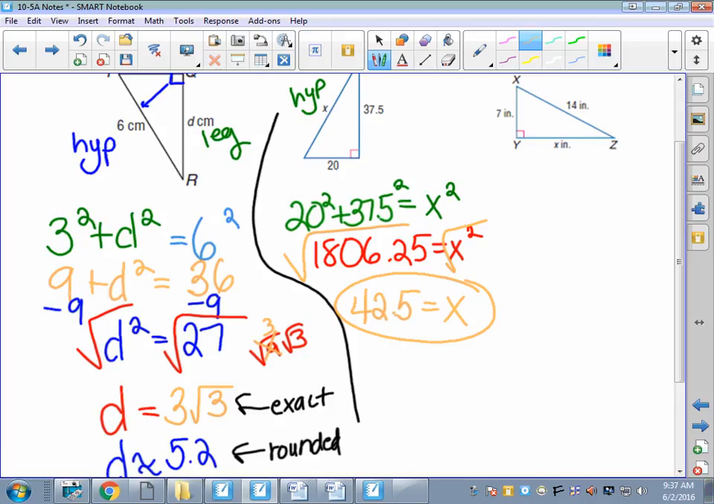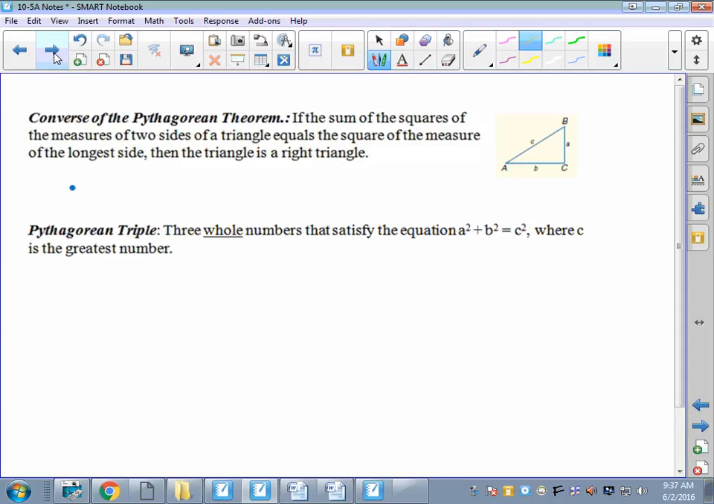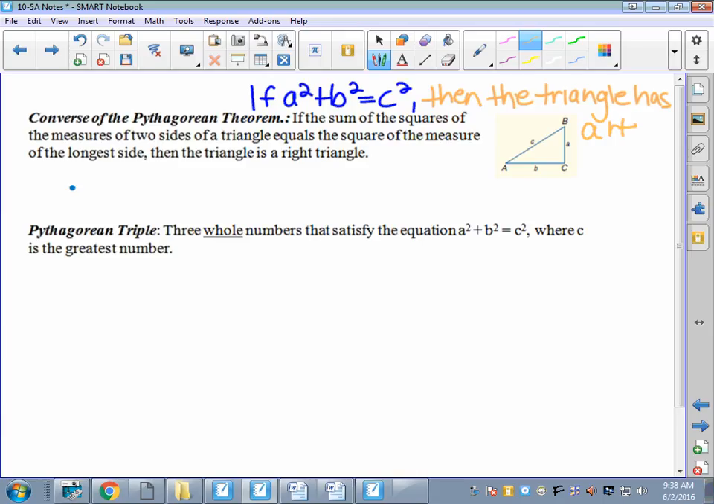All right. So let's talk about the converse of the Pythagorean theorem. Converse means we switch it. So in other words, if a squared plus b squared equals c squared, then the triangle has a right angle.